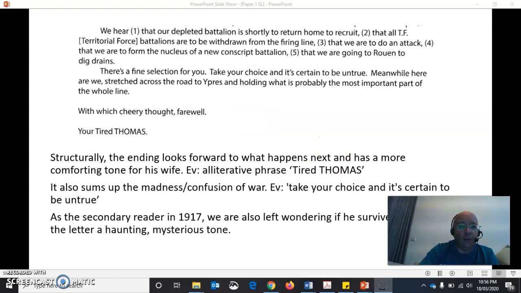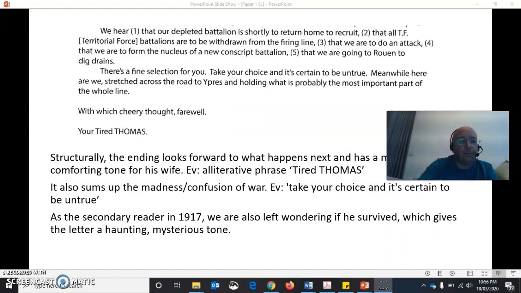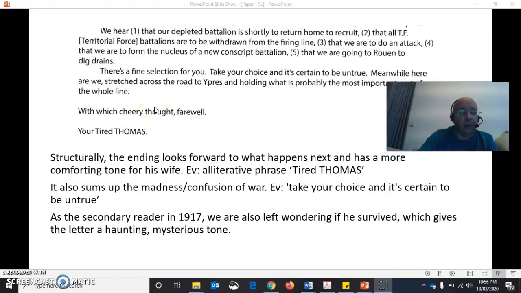And then as we move on structurally, the ending again returns to what we'd kind of expect from a letter. It's looking forward to the future rather than just explaining what's happened. It lists five possible things that could happen, and then a kind of resigned, again, there's a fine selection for you. None of these options particularly sound fantastic for him.